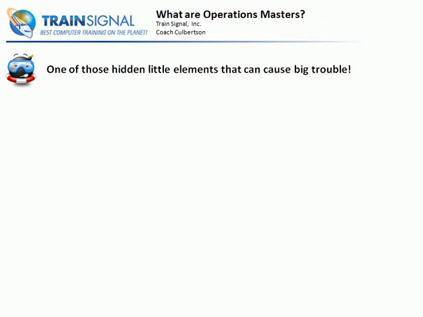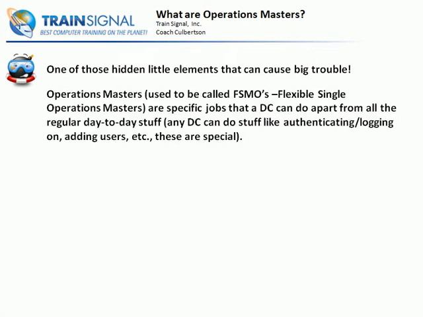They're these little hidden elements that if you don't know about them, they can cause big trouble. By the way, they used to be called FSMOs, Flexible Single Master Operations, in previous versions of Server. But what they are, they're specific jobs that a domain controller can do apart from all the regular day-to-day stuff. Because any domain controller can do stuff like authenticating your users, logging them on, adding users, pretty much everything that we've covered so far. But these are special jobs that domain controllers perform at certain times. Now, there's two categories of these operations masters. The first category is for your forest level.